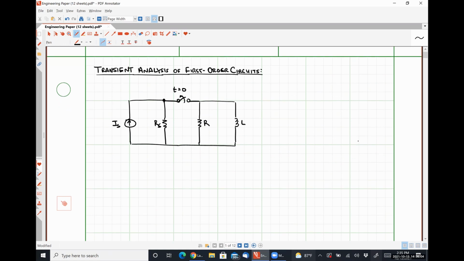So I'm going to define our quantity of interest here to be our inductor current IL as a function of time. And what we're going to do today is to figure out how we can mathematically model that inductor current based on our current level of circuits knowledge and what we understand is happening in the circuit, okay?